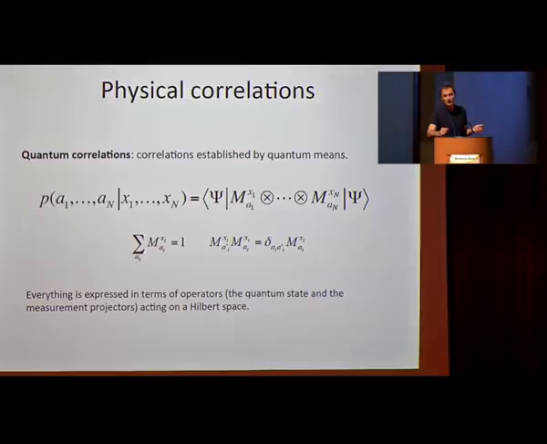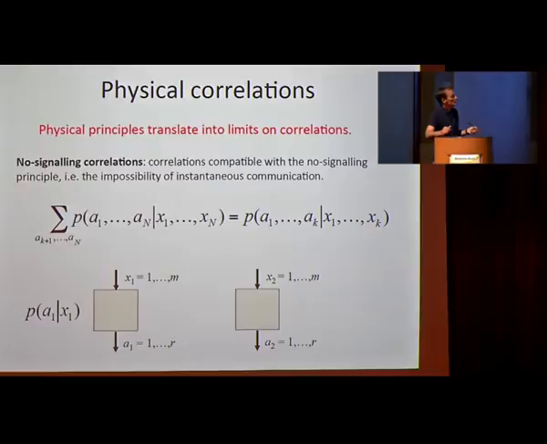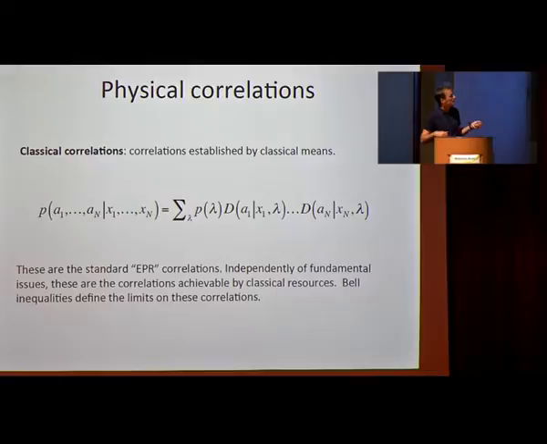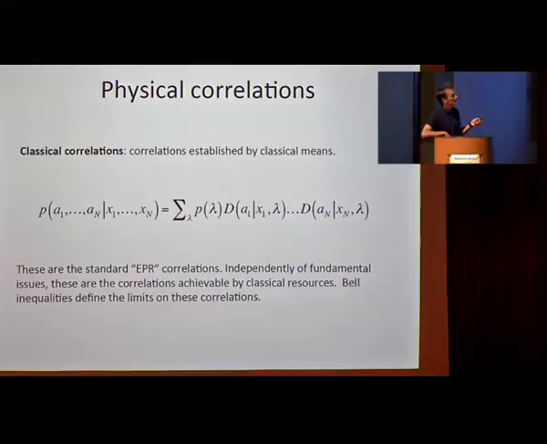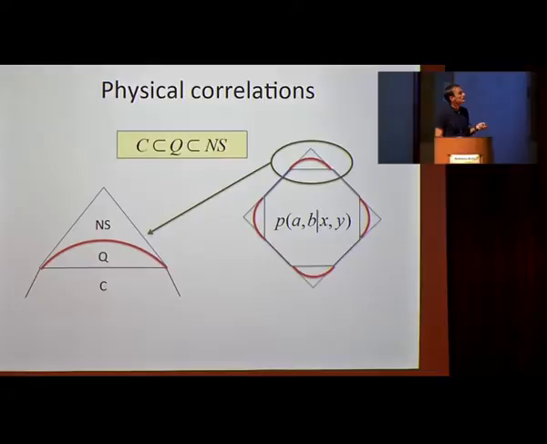So I was telling you about these correlations that you can get between physical devices. There are correlations that are compatible with Einstein causality, which we call non-signaling. There are the classical correlations, and there are quantum correlations, those that I can get by making measurements on quantum particles. So these three definitions, non-signaling, classical, and quantum, define sets of correlations. And I can represent this pictorially in this way.